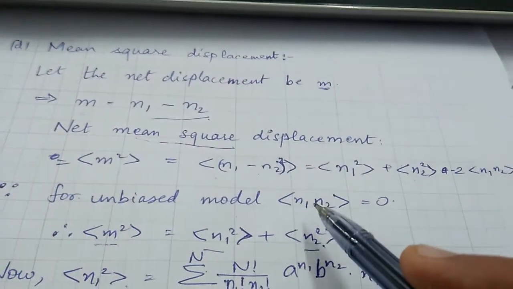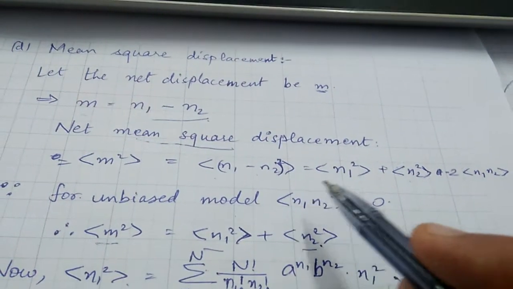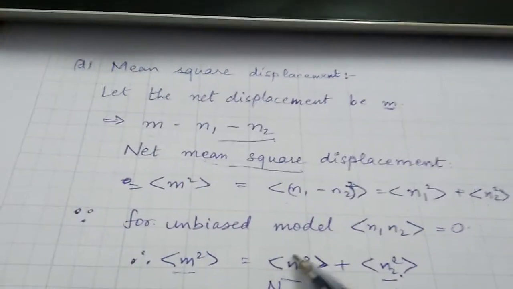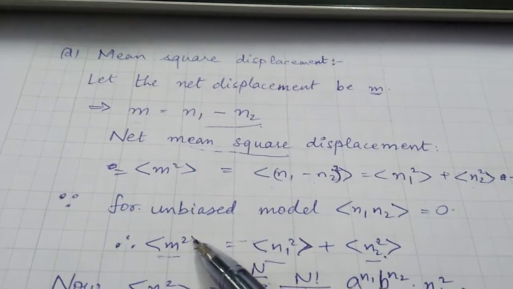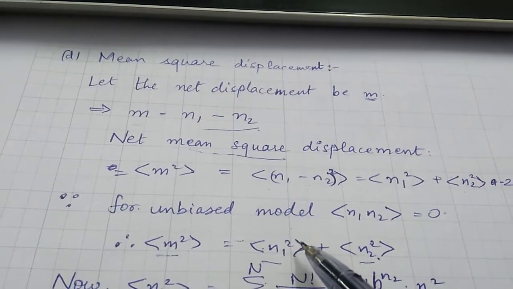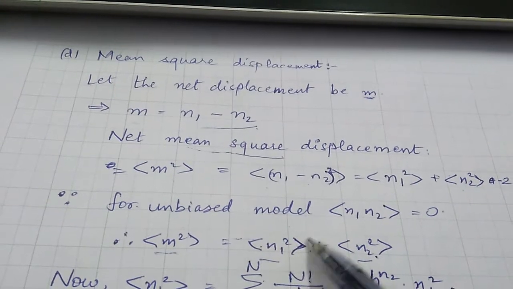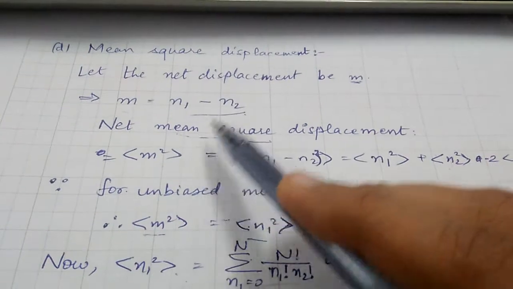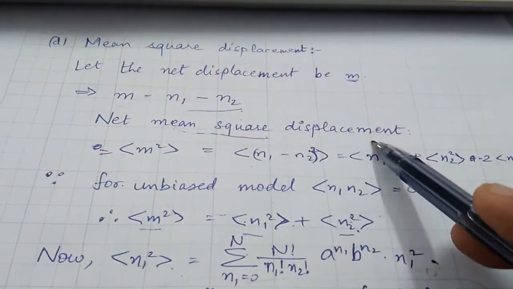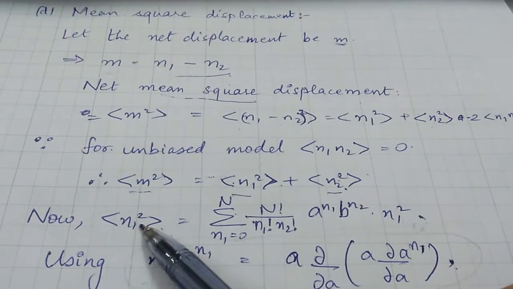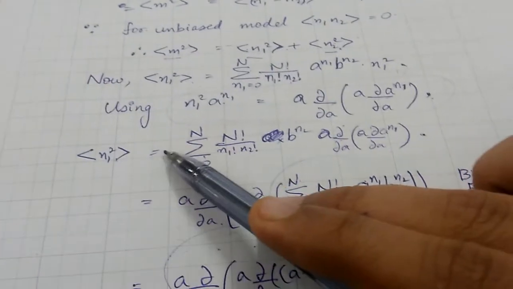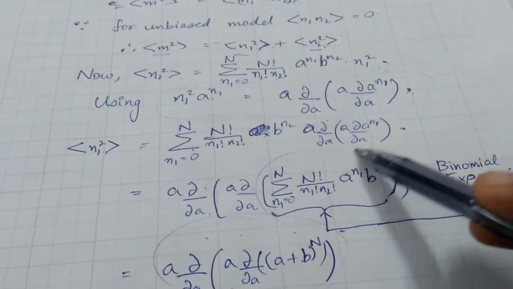Because for an unbiased model, n1 equals n2, so n1 times n2 the whole average is gonna be 0. Therefore m square average equals n1 square average plus n2 square average. That's gonna be our m square average. Remember what m square average is. Now n1 squared is this. Using this observation over here, we could say n1 square is this times this.